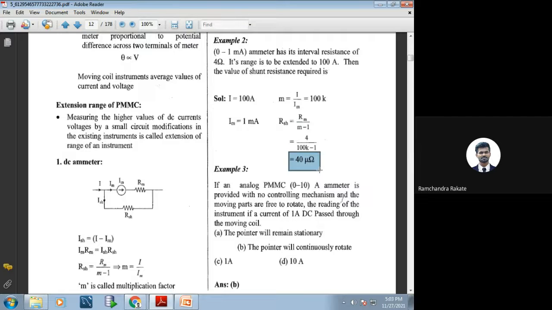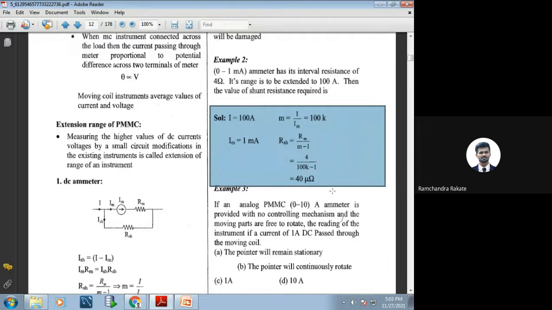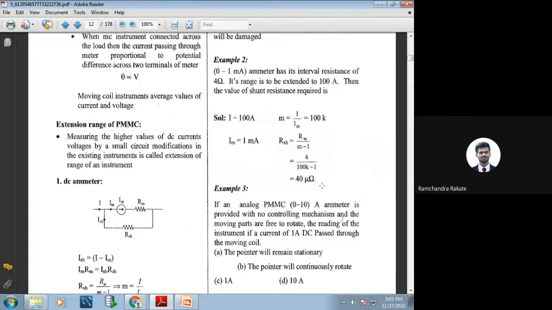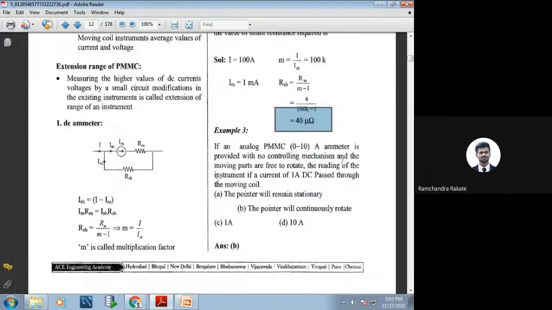What is the value for this ammeter extension? We used an internal resistance of 4 ohm, and we have extended the range up to 100 ampere. What we obtain is the shunt resistance that we required. Put these values in the equation and you get 40 micro ohm. That is RSH.